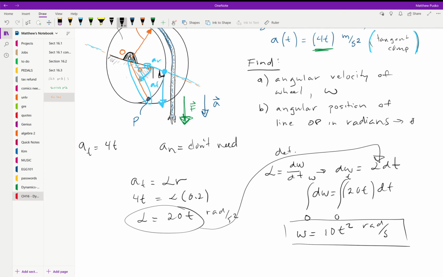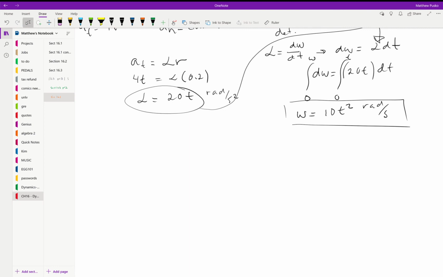We can use one more definition and say d theta over dt is equal to omega. That time derivative of theta, or the angular position, is equal to omega. We have omega now, so we can rearrange and say d theta is equal to omega dt. d theta is equal to, let's plug in 10t squared, and don't forget the dt, and let's integrate this.